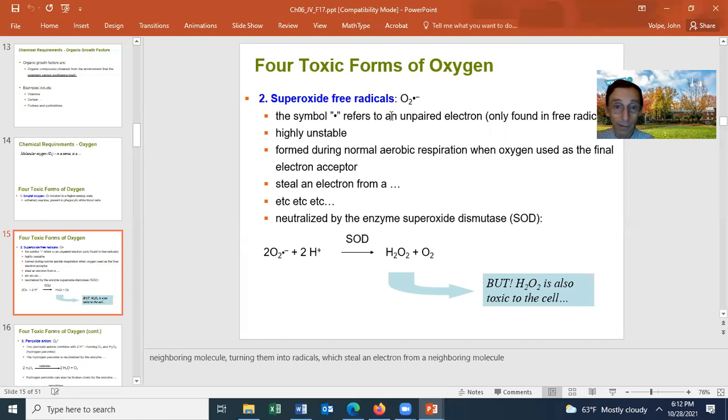Superoxide free radicals are neutralized by cells by the enzyme superoxide dismutase, or SOD. So you have two superoxide free radicals. They get together with hydrogen in the place of superoxide dismutase to make hydrogen peroxide and water. Any question about any of that?